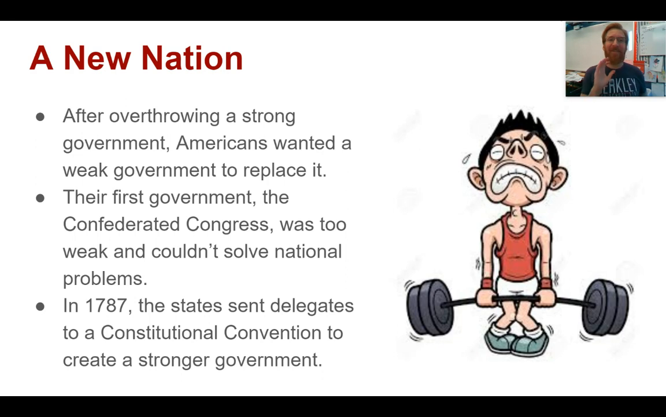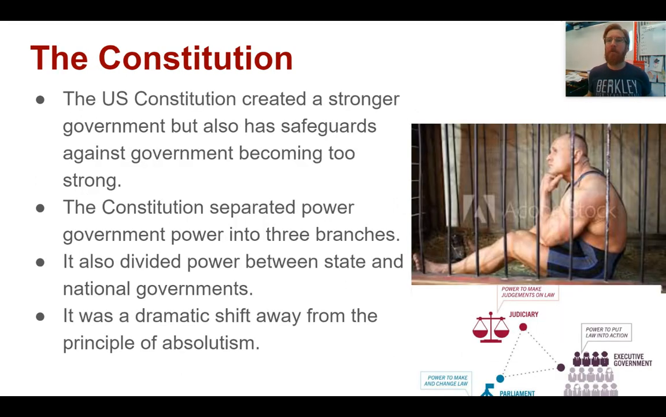Our first government, the Confederated Congress, created under our first Constitution, the Articles of Confederation, was weak. It couldn't solve hardly any of our problems. There are a couple things they did okay with, but most of the time they just failed. So in 1787, the states were like, we need a better government. Let's meet and talk about that. And so they had a constitutional convention and they created a stronger government, a big, strong, muscular government.